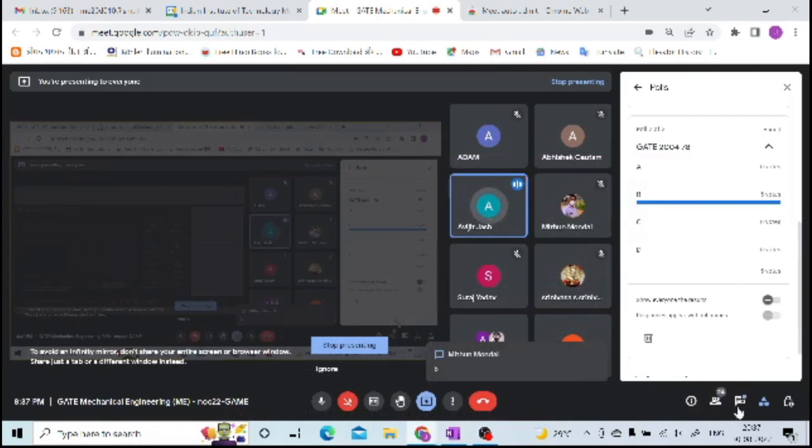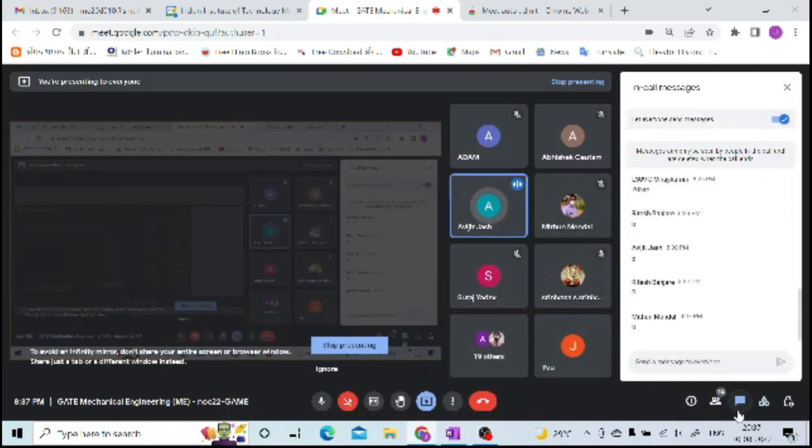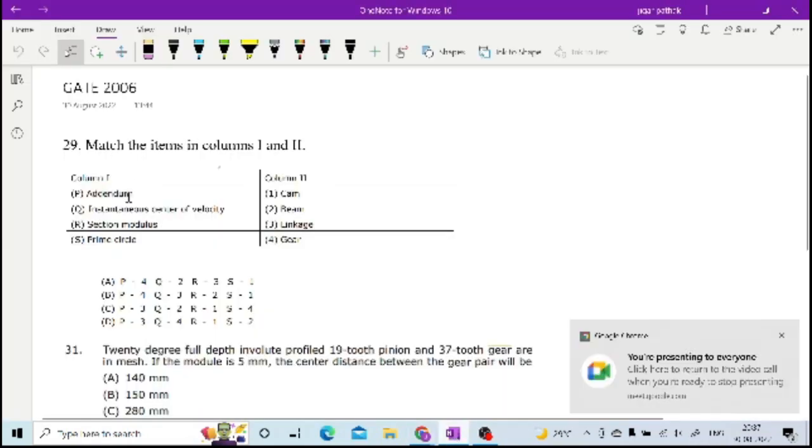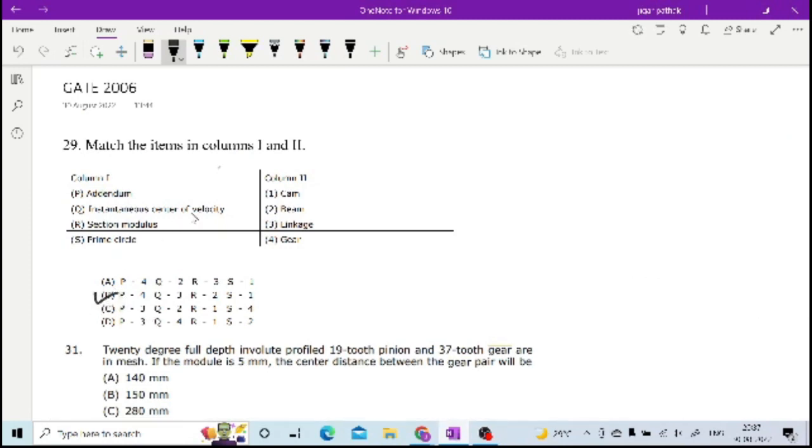Sir, it would be 140 mm, sir. 140 mm. No, I am asking about this one, question number 29. Yeah, so the answer is B, I guess. Many of you have written it correctly.